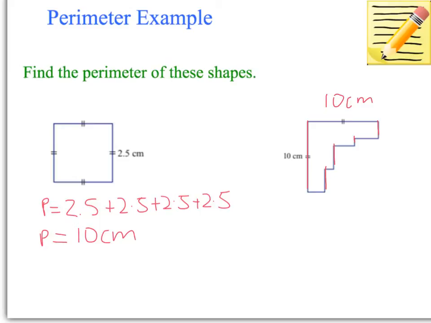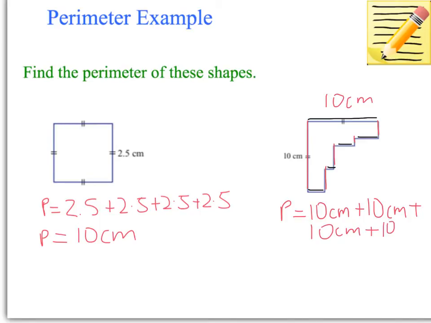What about these ones here? That one, that one, that one, and that one. You can see that all adds up to the length of this side. So when we're working it out, the perimeter equals 10 centimetres, the length of one side, plus 10 centimetres, plus 10 centimetres, plus 10 centimetres. So the perimeter for this shape is 40 centimetres.